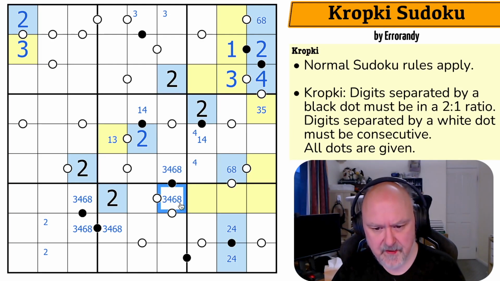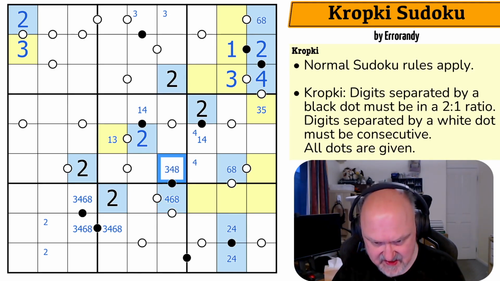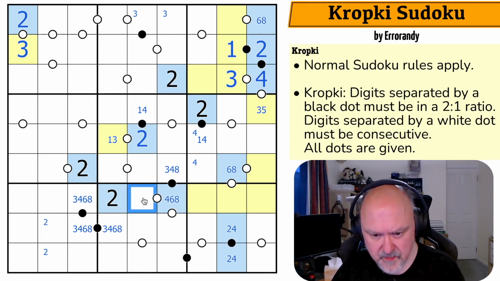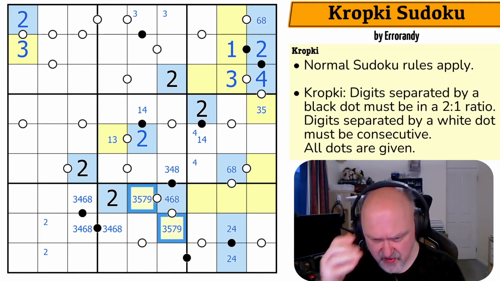This can't be a 3. If this was a 3, these would have to be 2 and 4, and I don't have a 2 available. So this is actually even. If that's not a 3, that's not a 6. Not a 6. But these are both odd. They're not 1. They're 3, 5, 7, or 9.